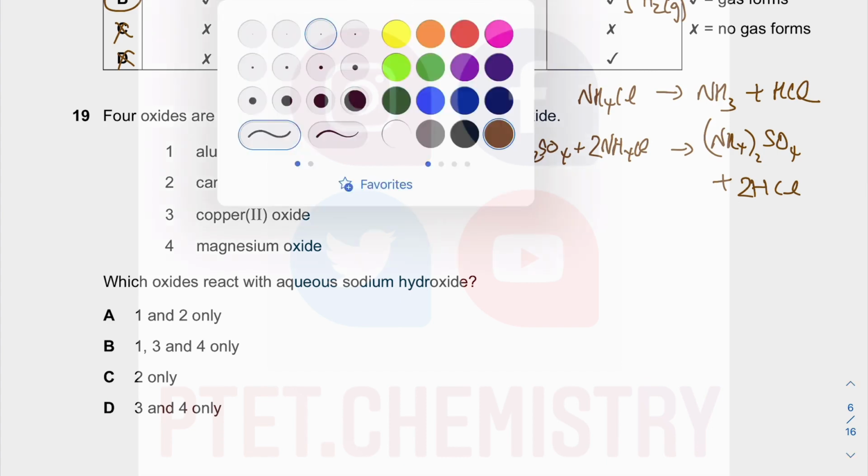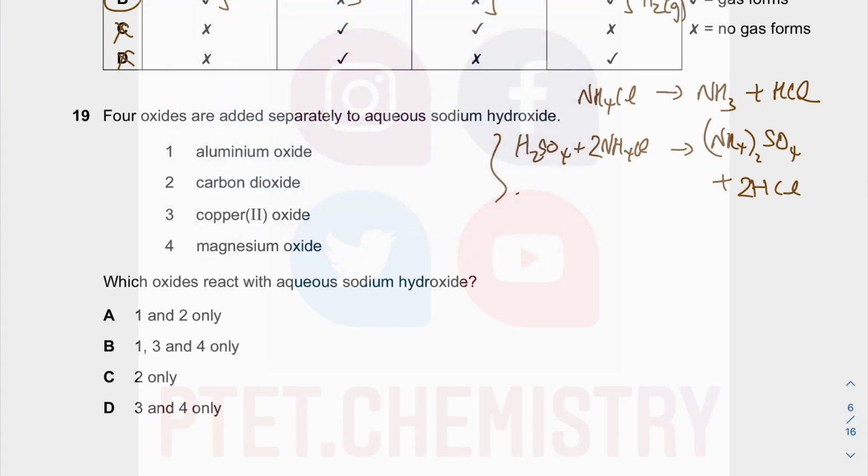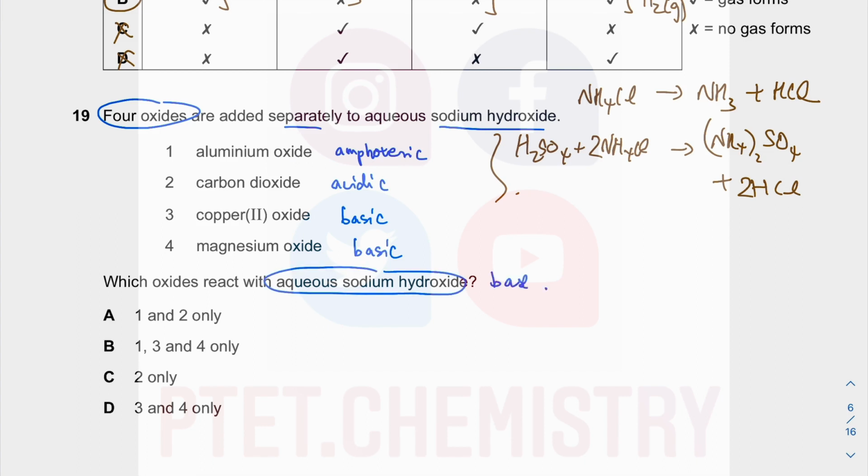Question 19. If I change to a different color, you have 4 oxides, you add them separately to NaOH. So this one is amphoteric, this one is acidic, copper 2 oxide is basic. Most of the metal oxides are basic. This includes copper 2 oxide, but aluminum oxide and zinc oxide are special, they're amphoteric, so they react with both acids and bases. This is reaction with base. So basic oxide will not react with base, acidic oxide will react with base, amphoteric oxide reacts with both base and acid, so amphoteric oxide will react with base, so 1 and 2 will react with base.